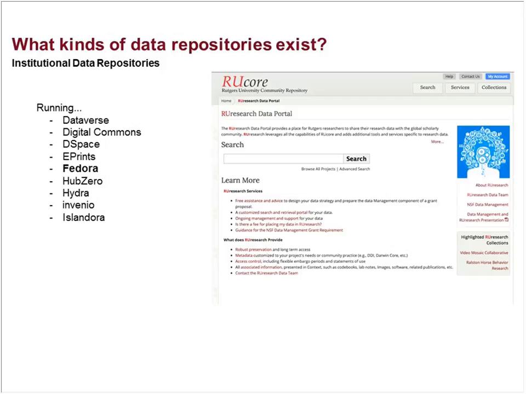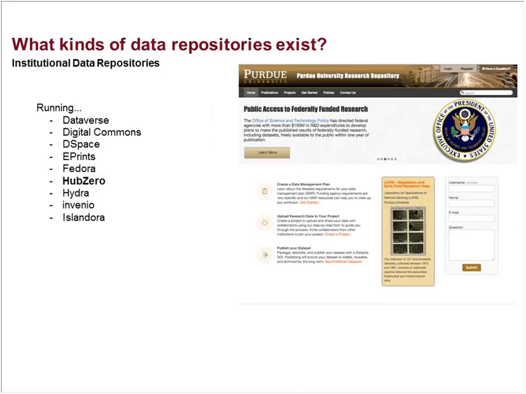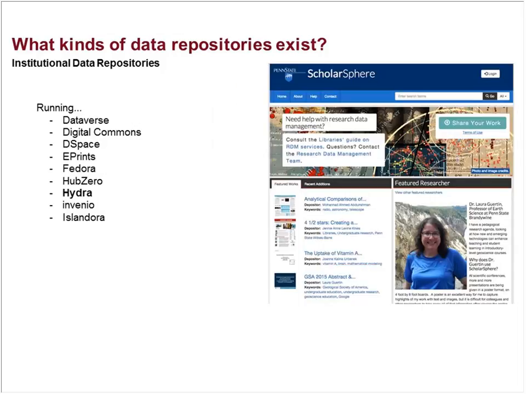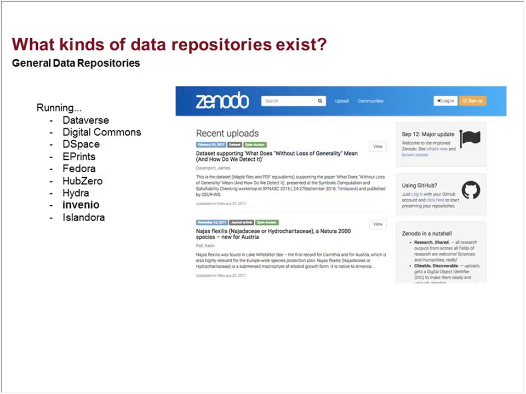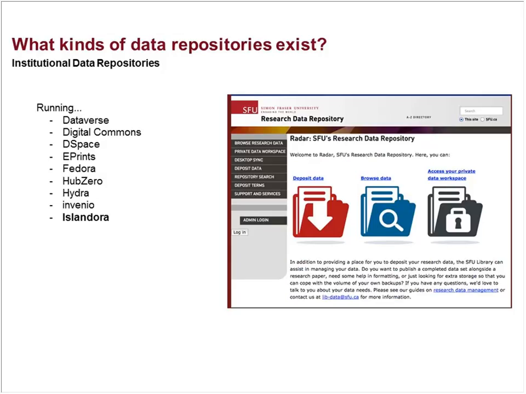research data portal. And then HubZero is the open source software used by Purdue for their Purdue University Research Repository, or PUR. Hydra is in place at Penn State in their ScholarSphere, which is an institutional repository and data repository combined. Invenio is the platform used by Zenodo, and it's custom built for research data in this case, and it's also a really interesting implementation of this open source software. And Islandora is the platform used by Simon Fraser University.